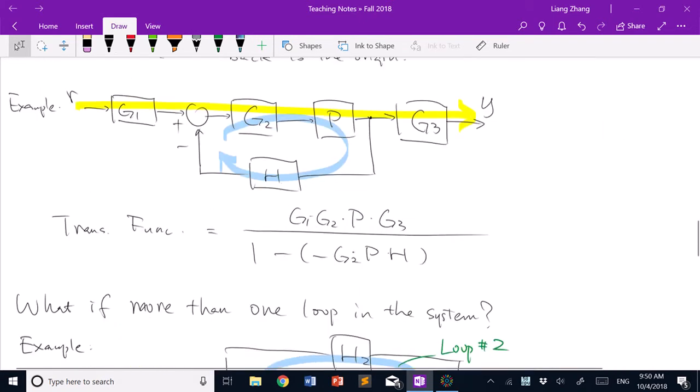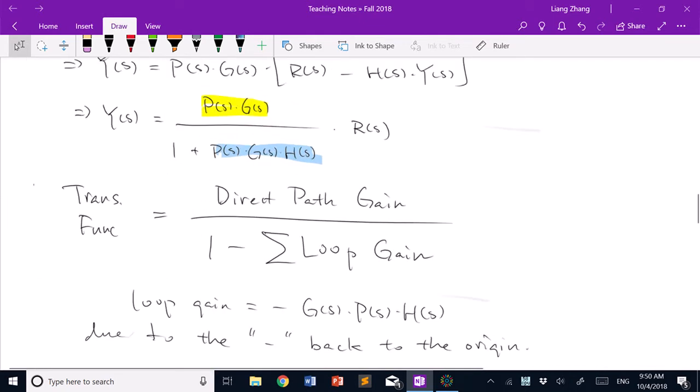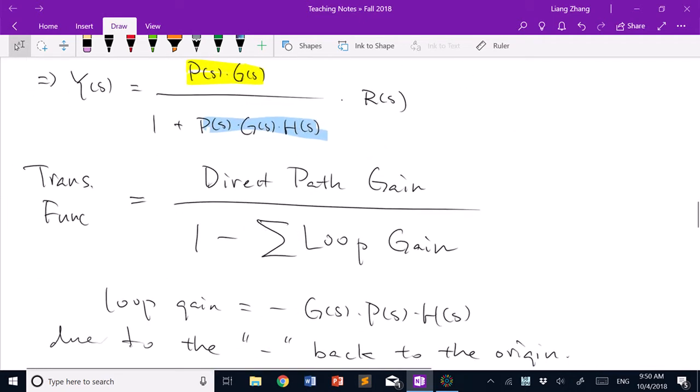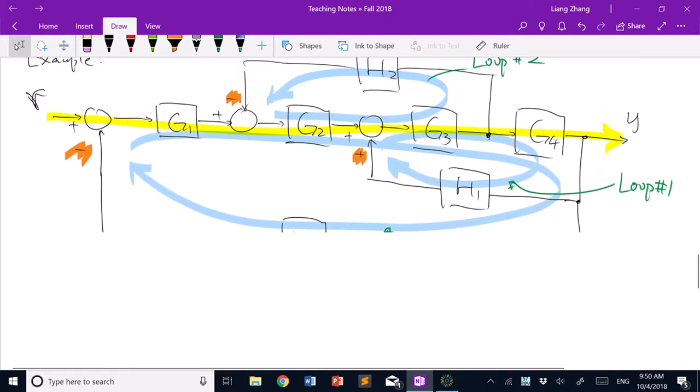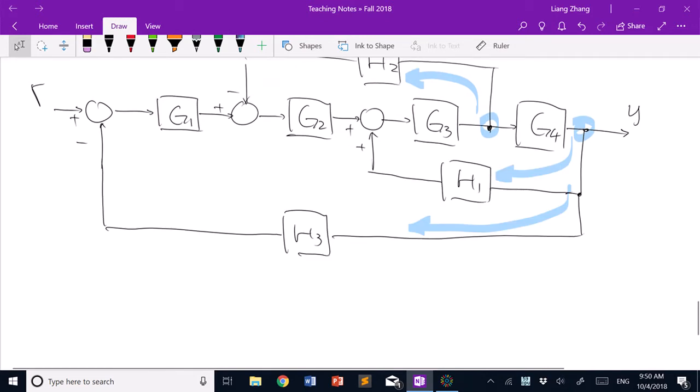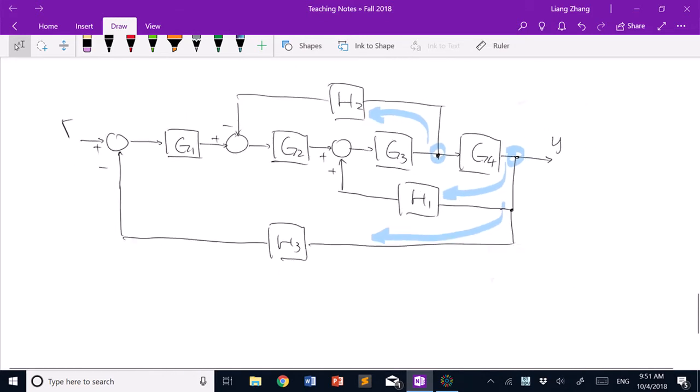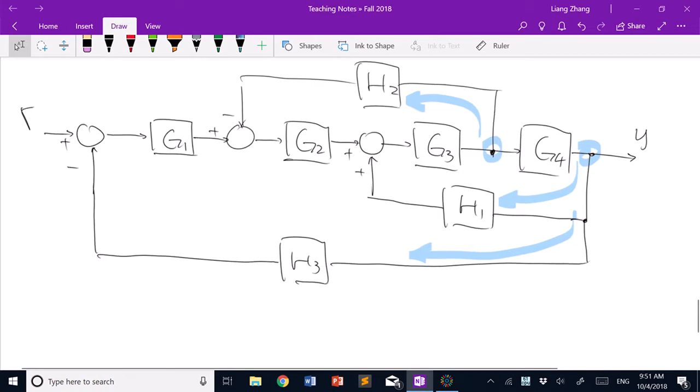Now, on Tuesday, we also made a hypothesis that the transfer function of a complex structure, as we have seen, can be calculated as the ratio between the direct path gain, the numerator, and 1 minus the total loop gain, the denominator. So this class, through this example, will demonstrate whether or not this rule is true. Then we'll try to see how we can further make this applicable to other cases. To do that, let's have a quick look. I'll erase this to make it a little cleaner.